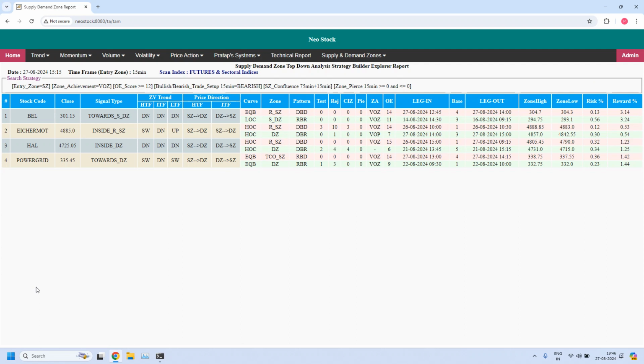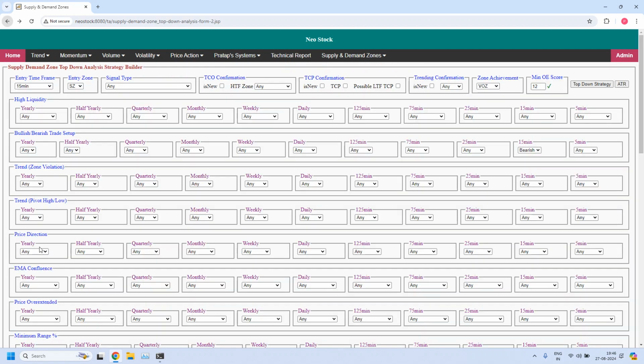with daily EMA confluence. So I am going to add one more filter, EMA confluence, in 15 minutes, 75 minutes time frame, because this 15 minutes is in confluence with 75. That means 15 minute zone is part of 75. So that's why we are looking for 75 minutes zone EMA confluence. So supply zone with daily EMA confluence.